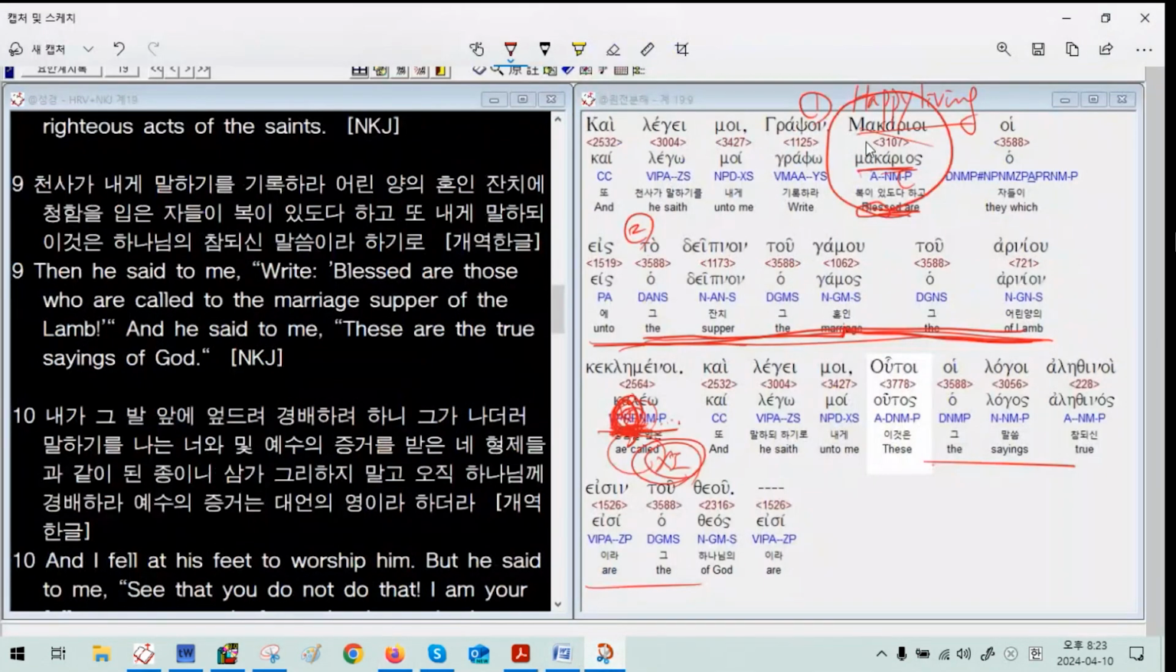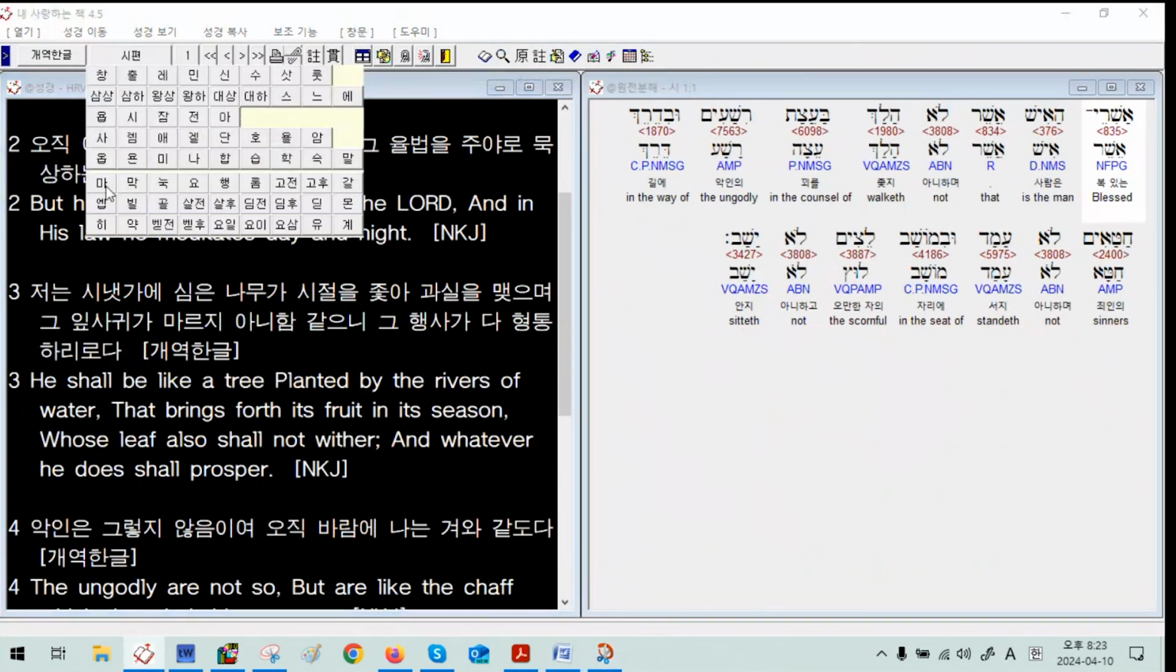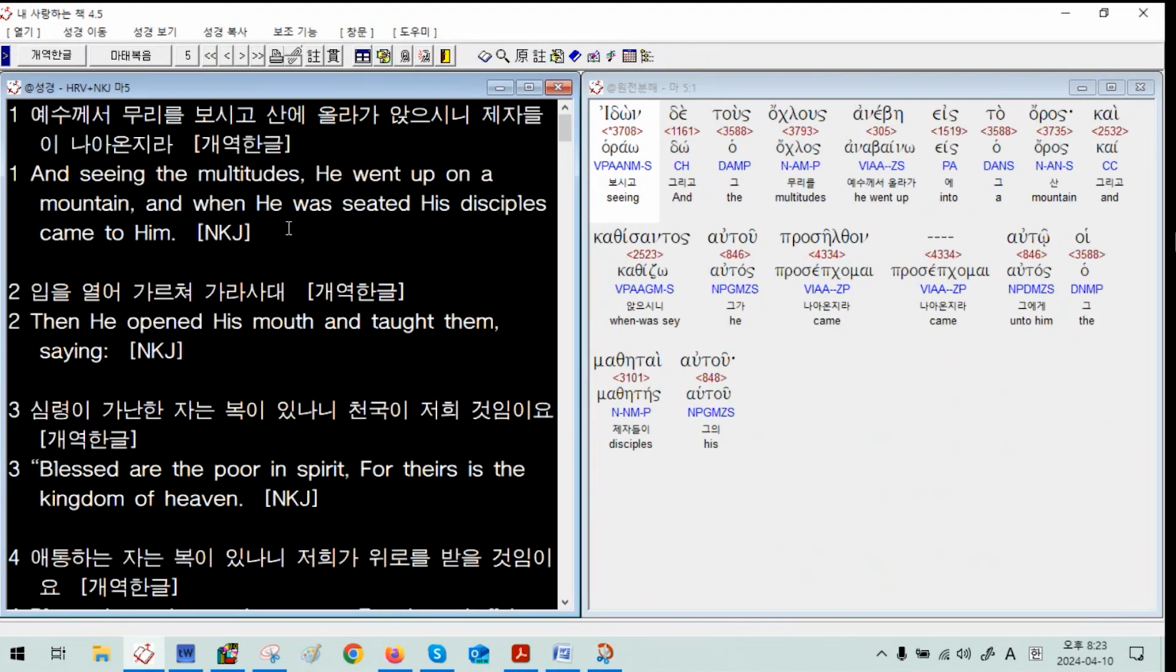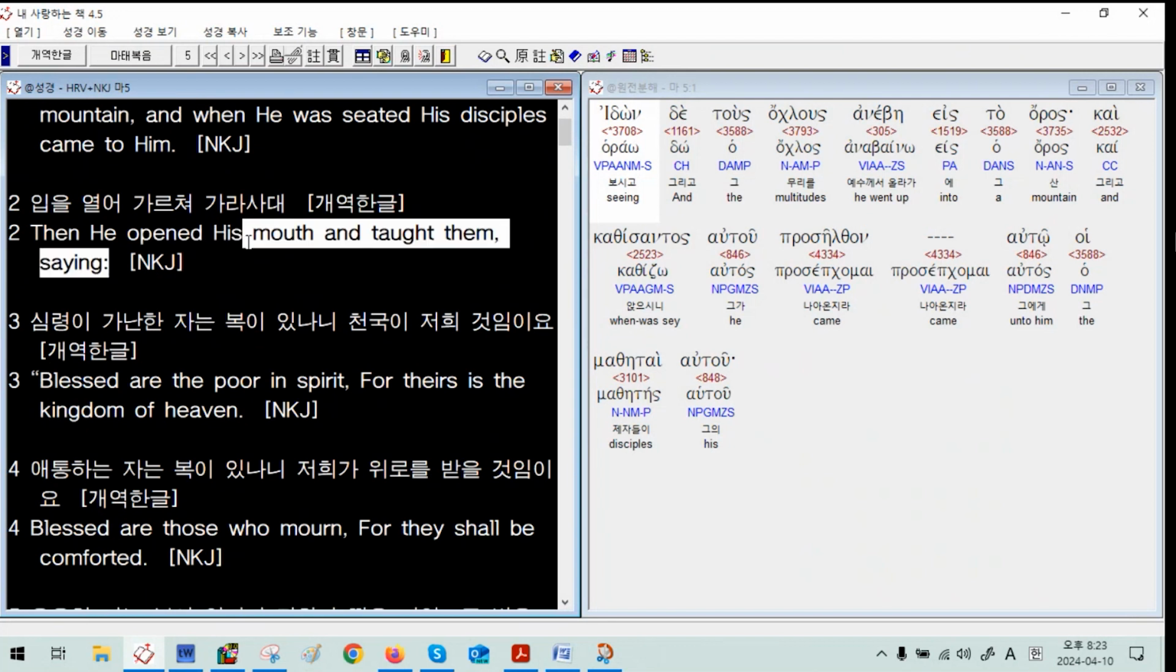About this Makarios, happy living. The first place it appears is in Matthew chapter 5. We went to Matthew chapter 5 a lot. Seeing the multitude, he went up on a mountain, and I explained about the mountain. His disciples, who are learners, came to him, and he opened his mouth.